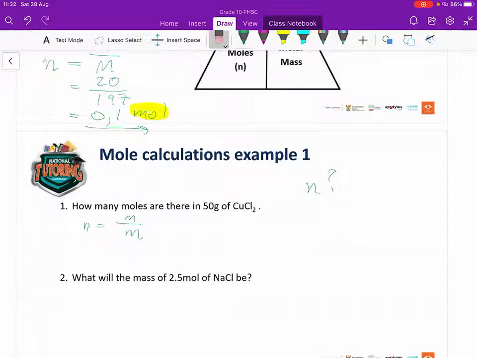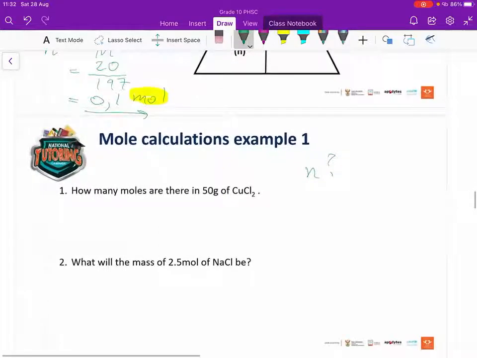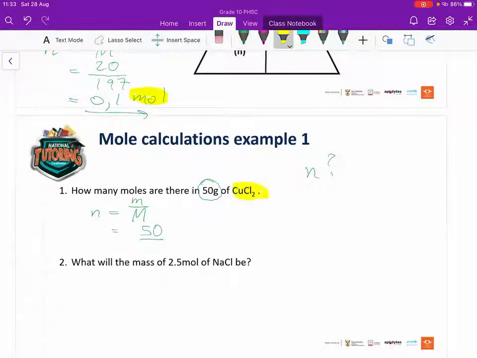Writing a small n might help you distinguish between small m and big capital M. Moles equals mass divided by molar mass. So what is the mass of copper chloride that we have? It is 50 grams. This small m they have to give you in the question. Now we've got to figure out the molar mass of copper chloride. That's why I spent time in the beginning of this lesson making sure we know how to do that.